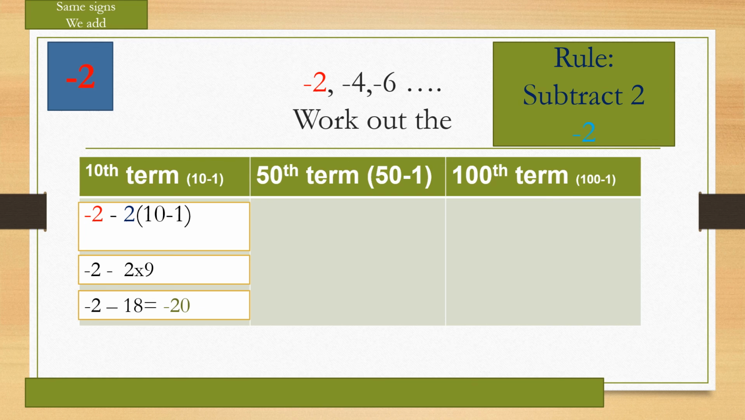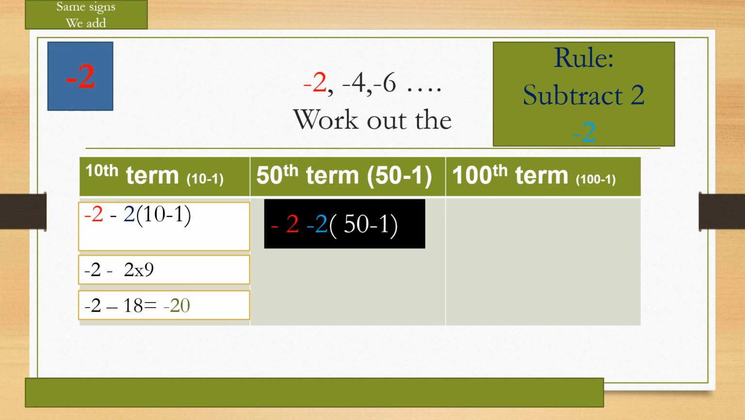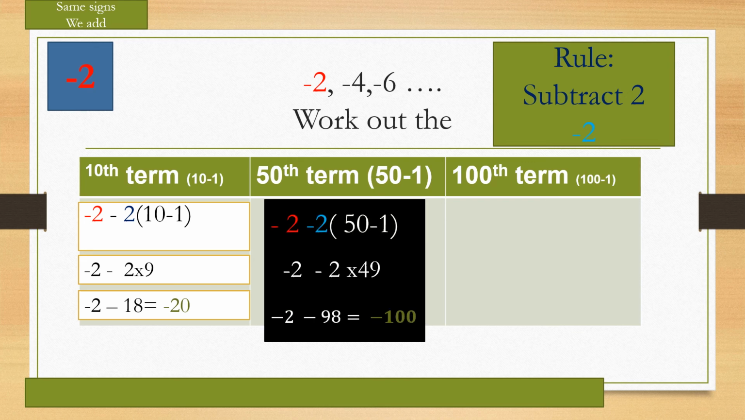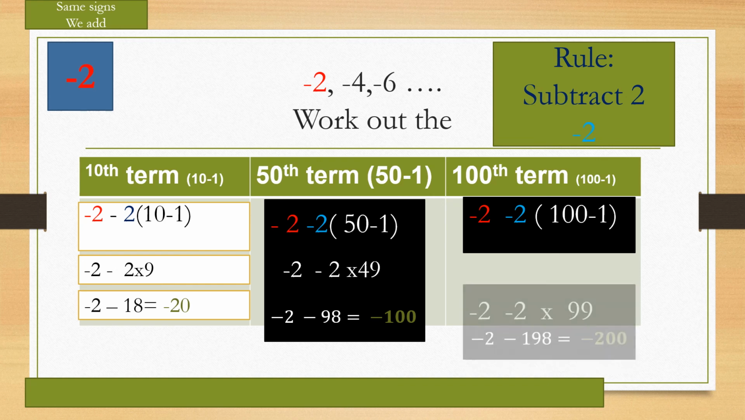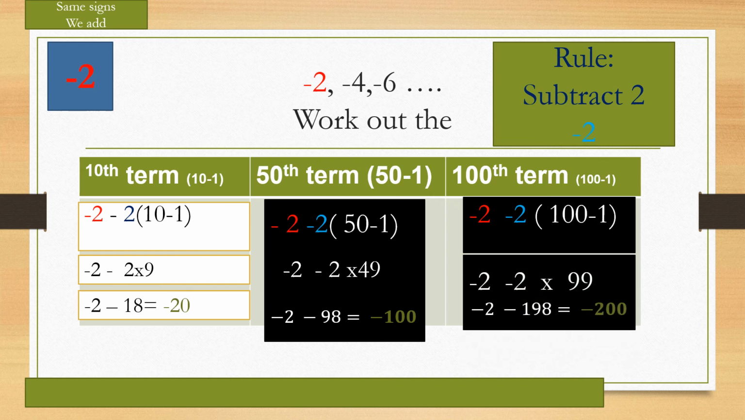Now let's do 50th term together. As we said, we don't do it as 50. We say that 50 minus 1 is 49. So -2 minus 2 times 49. It's gonna be -2 minus 98, so it's -100. Now to the 100th term, instead of saying 100th term, you are going to say 99. So -2 minus 2 times 99 is -200.